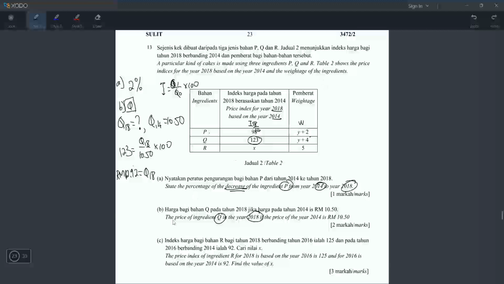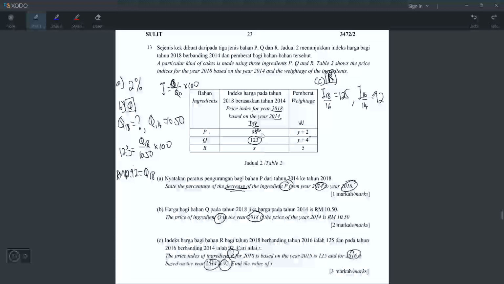Okay, now let's do C. C says what? The price index of ingredient R. Okay, so now we're talking about R only, so later I can only refer to the R information. The price index of ingredient R in 2018 based on 2016 is 125. So I write the I, meaning index number, for 2018 based on 2016. So 18 over 16 is 125, comma. And then for 2016 based on 2014 is 92. So the I for 2016 based on 2014 is 92. And then find the value of X.